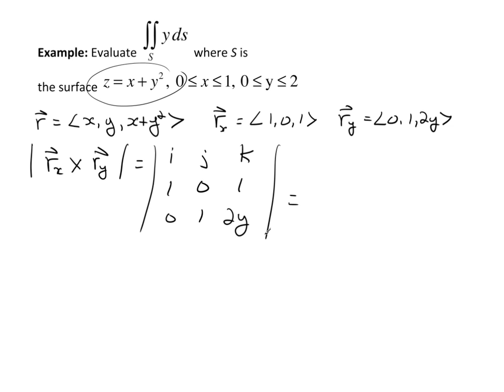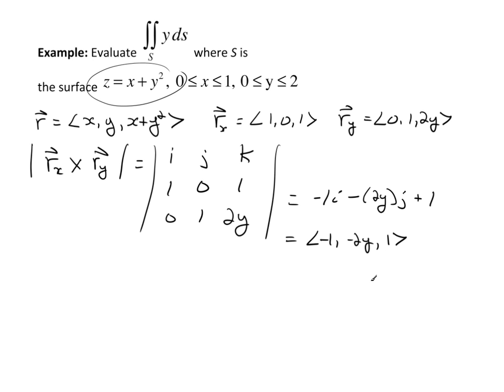Okay, so this is going to be 0 minus 1, so this is a negative 1 i, minus, this is going to give me 2y minus 0, so just 2y j, plus k is going to be 1. So this will give me the vector negative 1, negative 2y, and 1.